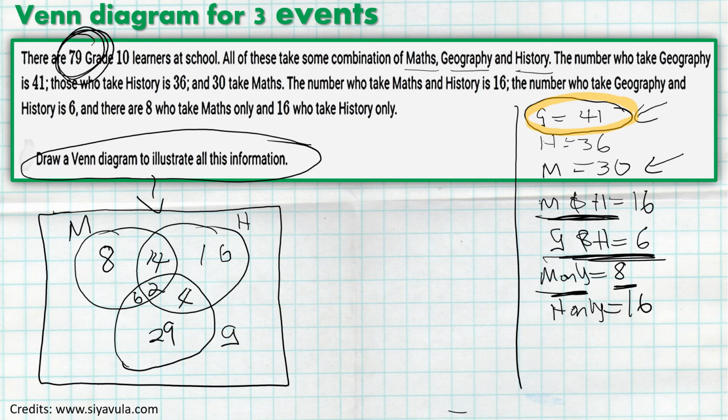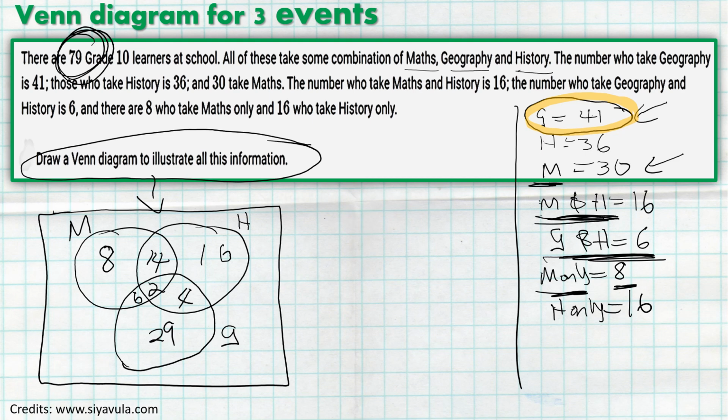Just follow the steps. Step number 1, you start at the center for the triple intersection, then you go outside. Be very careful when you read the statement. If they're saying maths is 30, they're not saying maths only. They're saying the whole circle, the whole oval for maths, equals 30.